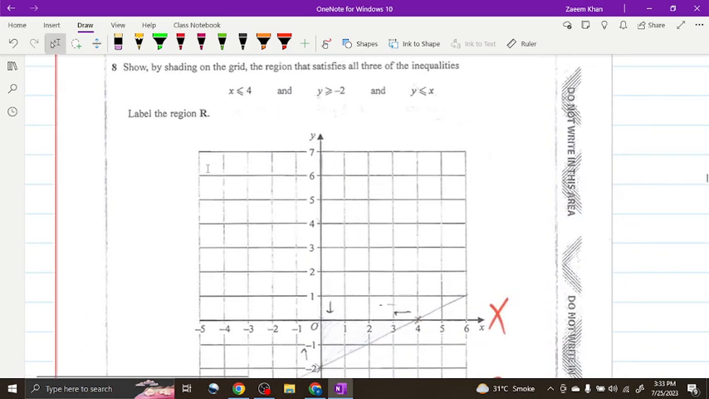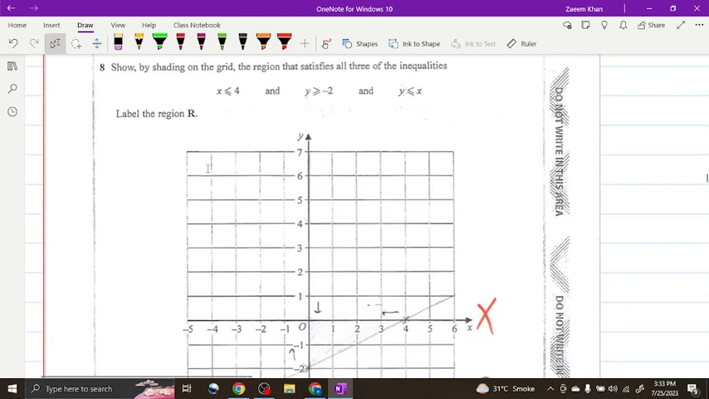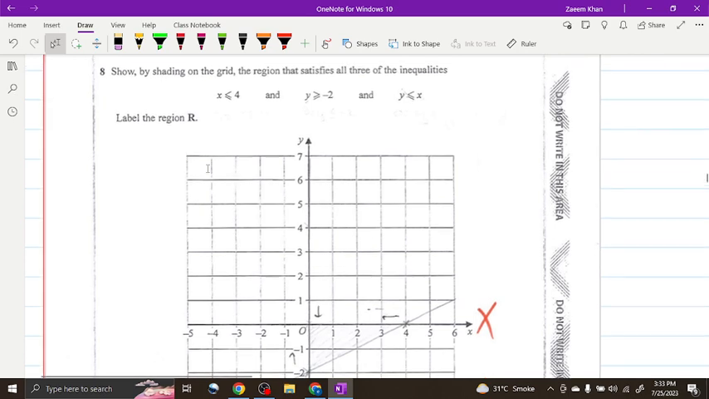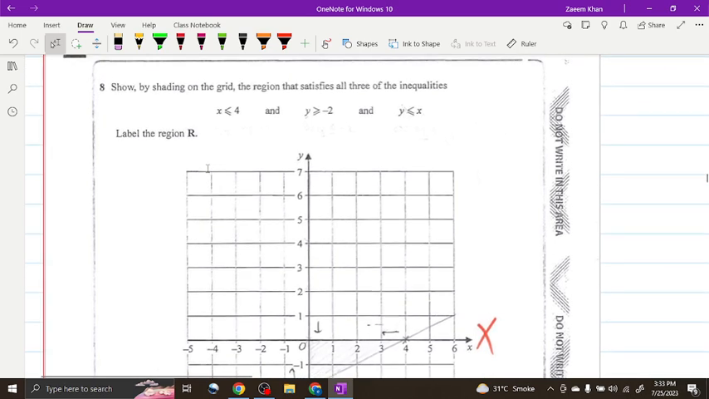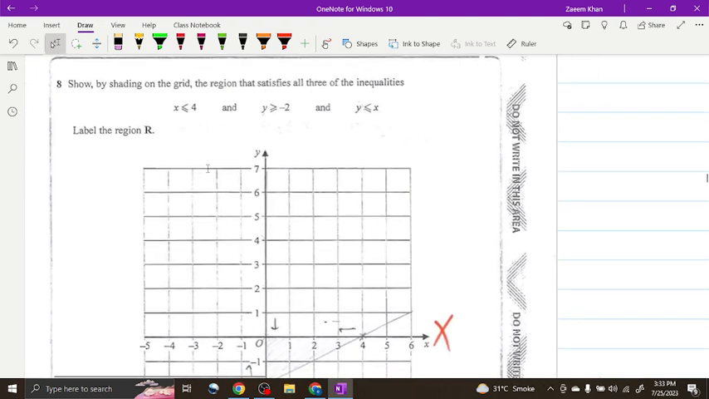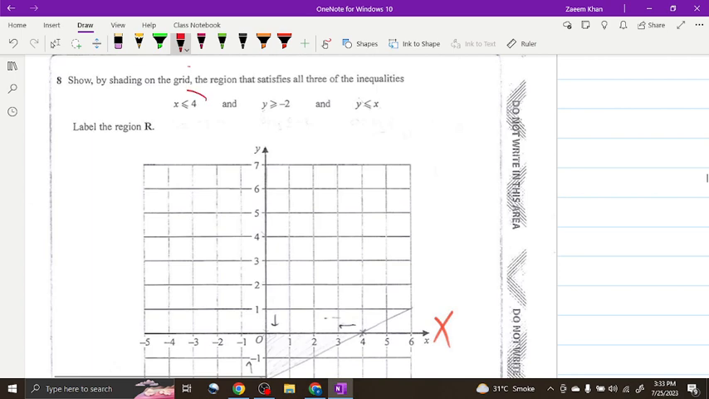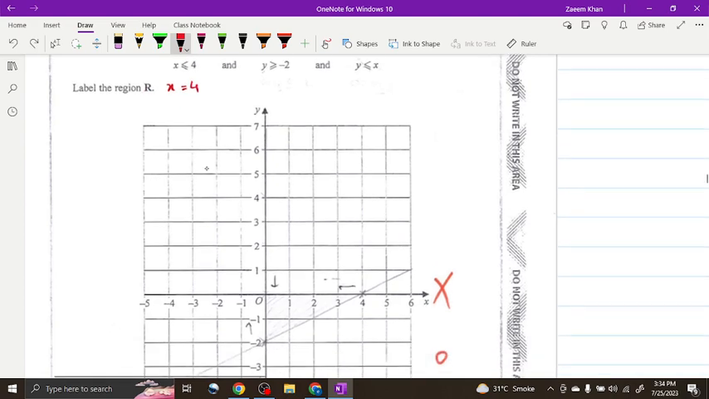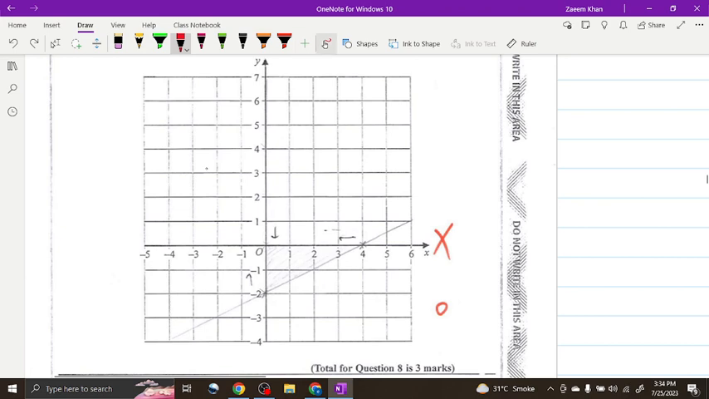This is the question that we were actually supposed to start off with, but we still have half the lesson to go. Let's see if we can do this. Show by shading on the grid the region that satisfies all three of these inequalities. Label the region R. First, x is less than or equal to 4. Remember we did this when you asked me to do inequalities. We changed the less than or equal to sign into an equals sign. x is equal to 4. Which line represents x equals 4?